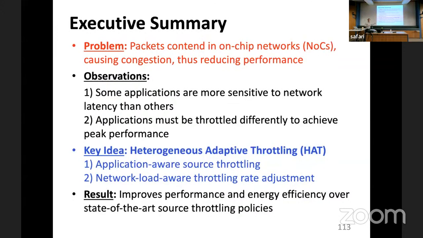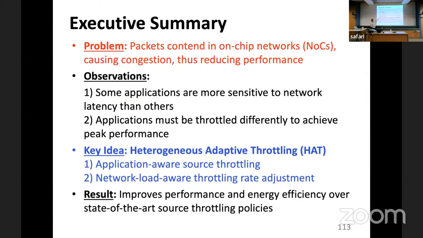This paper is completely different, but you can take a look at it. Essentially, the idea again needs to be application-aware source throttling. Different applications have different sensitivities to being throttled, and different applications influence or interfere with applications in different ways. For example, a streaming application denies service to another application, as we have seen in the past. A similar thing happens in the on-chip network also.